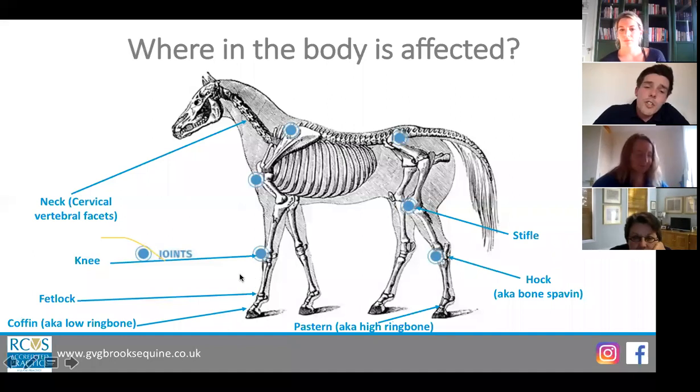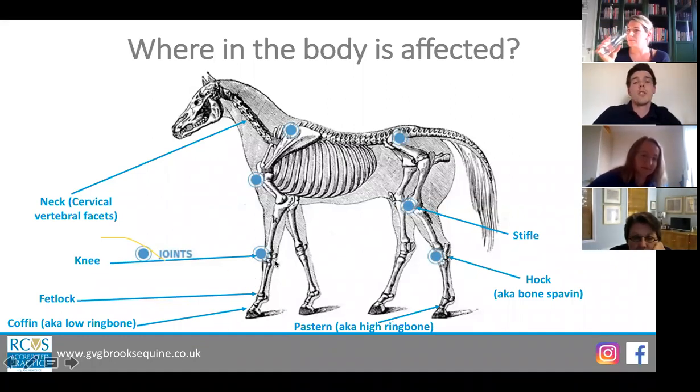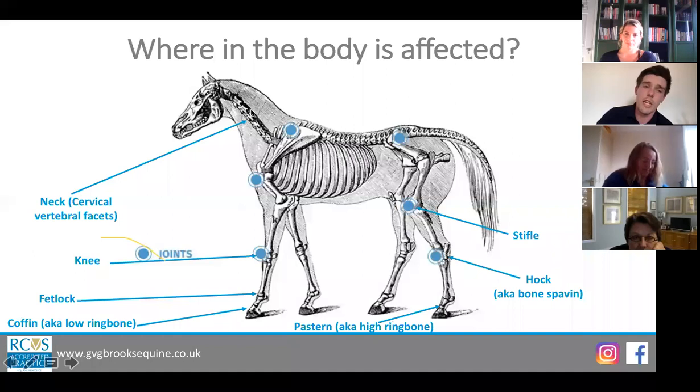We do see osteoarthritis in knees too, but not quite so common in the types of horses that I see and treat regularly. And we do also see osteoarthritis in the neck, in the joints between the neck vertebrae, known as the facet joints. But they're less common.